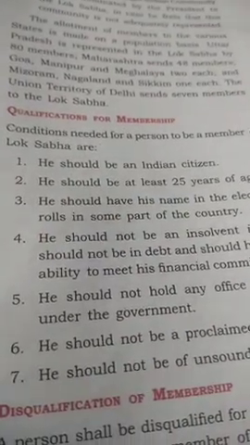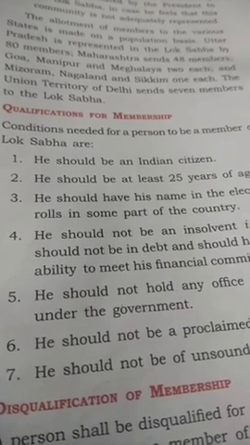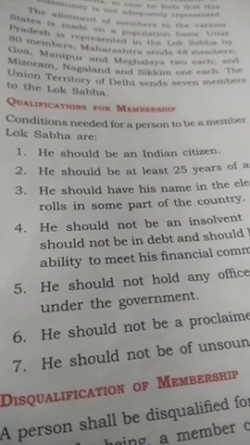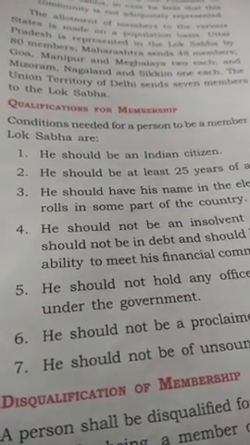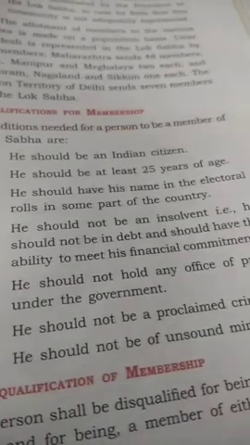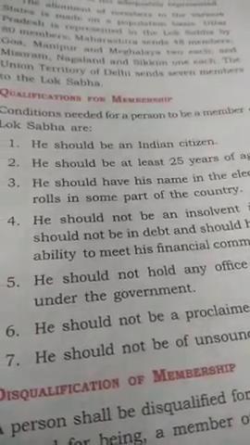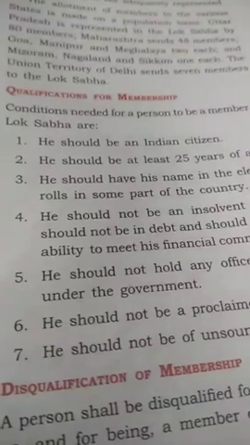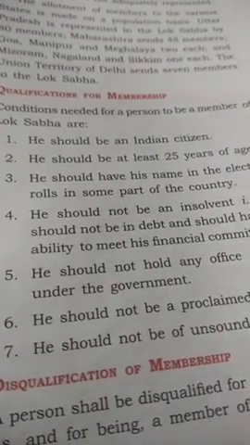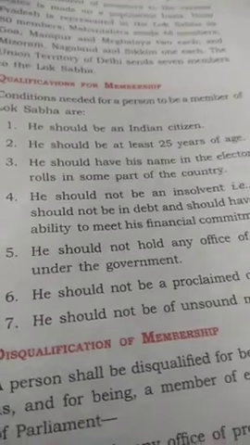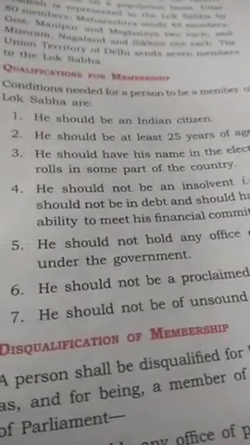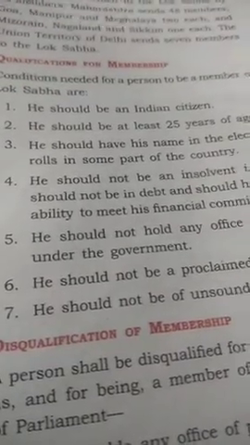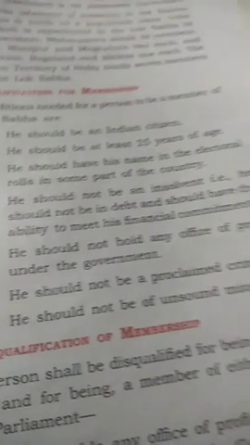Now come to the qualification for the membership to the Lok Sabha. The first point is he or she should be an Indian citizen. Second, he or she should be at least 25 years of age. Number 3, he or she should have his name in the electoral rolls in some part of the country. Number 4, he or she should not be an insolvent. Then 5th point, he should not hold any office of profit under the government. And 6th point, he should not be a proclaimed criminal. Last is, he should not be of unsound mind.